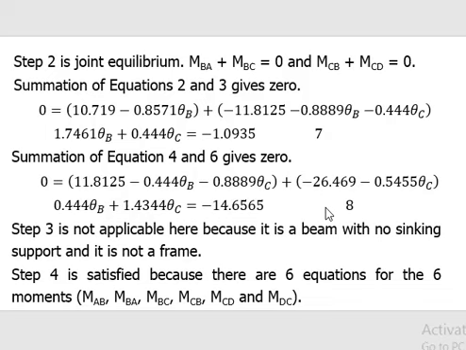Step 4 is satisfied because there are 6 equations for 6 moments. That is moment at support A. Support A has 1 moment. Support B has 2 moments, MBA and MBC. Support C has 2 moments, MCB and MCD. Then support D has only 1 moment. So that's 6 moments, and we have already obtained our 6 equations. So we have satisfied step 4.